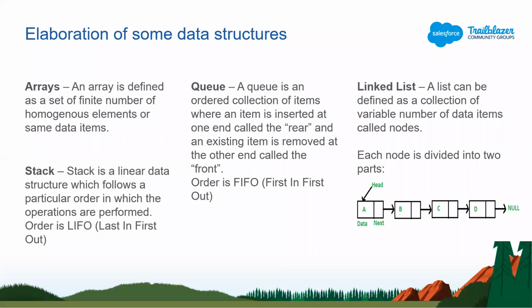Now comes the linked list. An array is a defined set of finite numbers, we say. So for declaring an array, we need to know the size of the array. Sometimes it becomes very difficult to know the size beforehand. So that's why we need to have something dynamic, and we move to the linked list, which is dynamic. It is a collection of nodes.